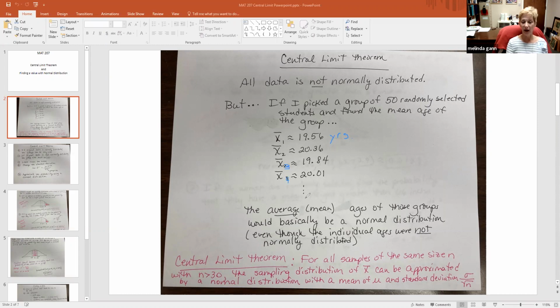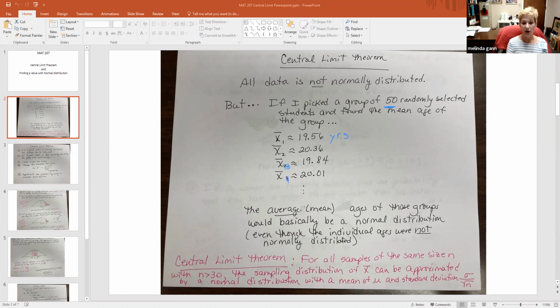If I kept doing that over and over, even though the individual ages of students are not normally distributed, the interesting thing is that these averages are basically normally distributed. They approach a normal distribution because the sample size is a certain size. So even when individual data is not normally distributed, the averages of groups, with some conditions, will be normally distributed or will approximate a normal distribution.